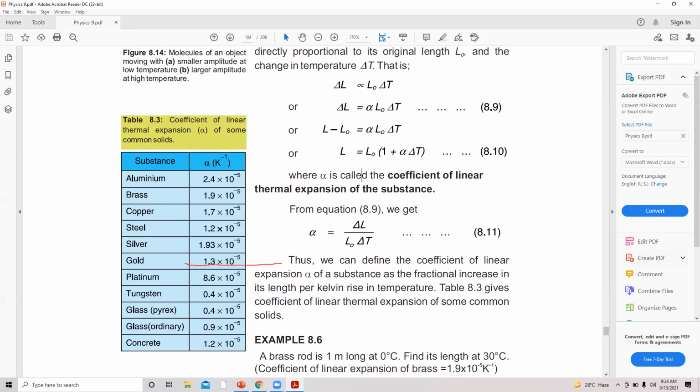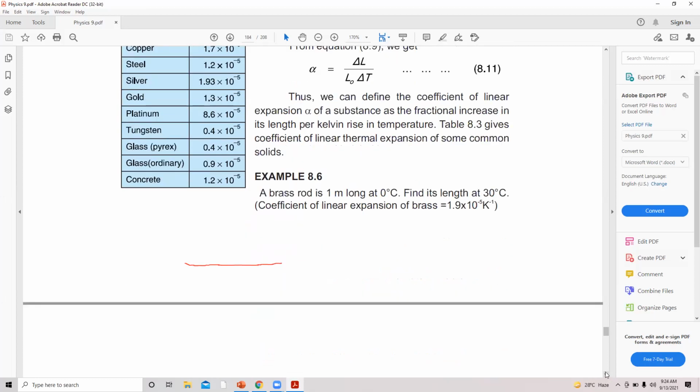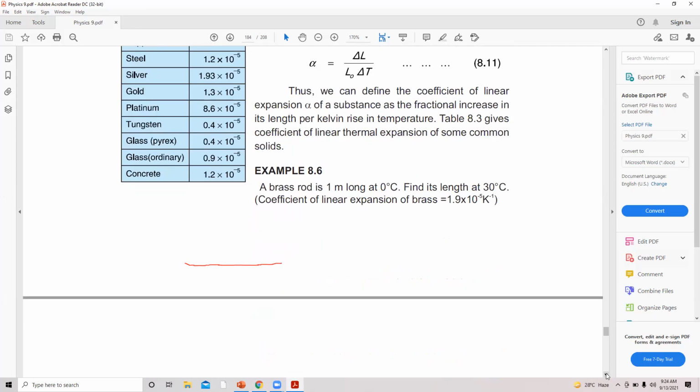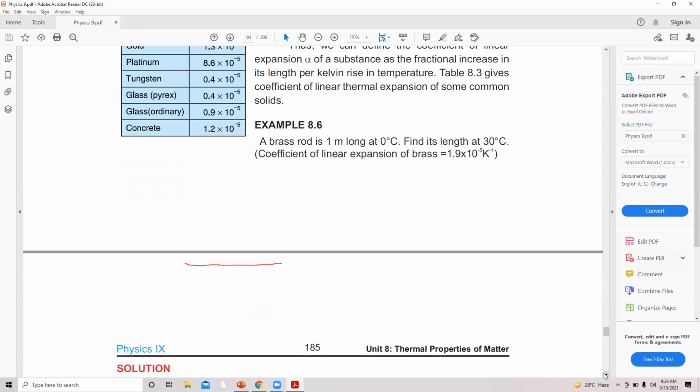So just see the coefficients above and below, right? Then you have to see example 8.6, right? These are simple MCQs, simple examples that can come in your MCQ. So you just have to put in the values and calculate the answer, right?